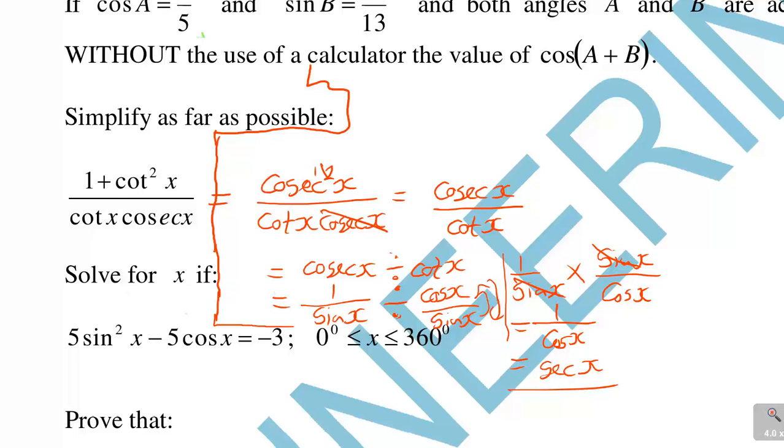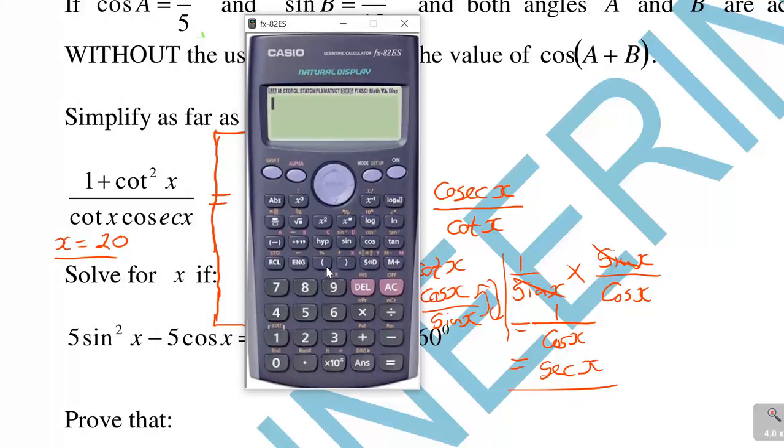Now, how do you check it? Choose any value of x. For example, let's say x is equal to 20. Then you go with the calculator and put in these values. Now you must see how I use that. So it's 1 plus, there is no cot in the calculator, but cot is 1 over tan. So I put a bracket and say another fraction, 1 over tan of 20. Then close it with a squared. And then after that, cot again is 1 over tan of 20.